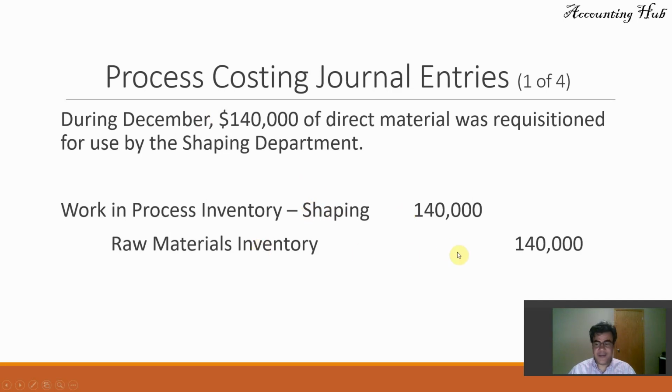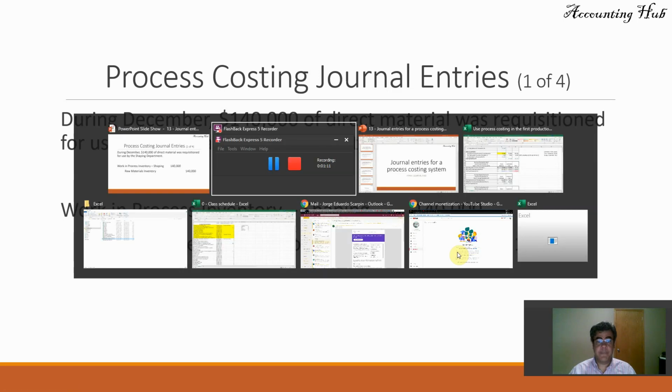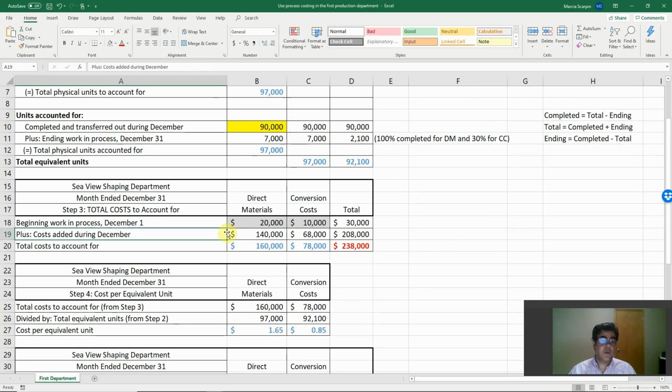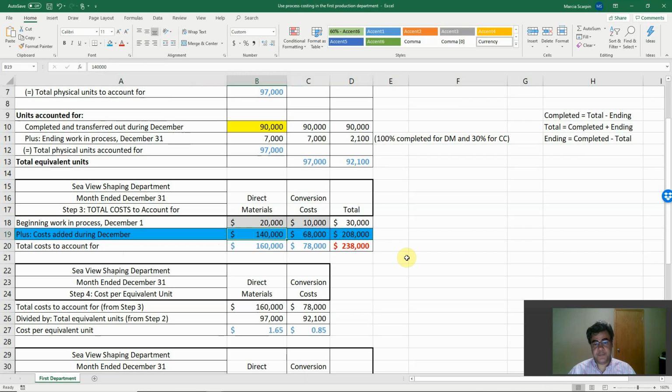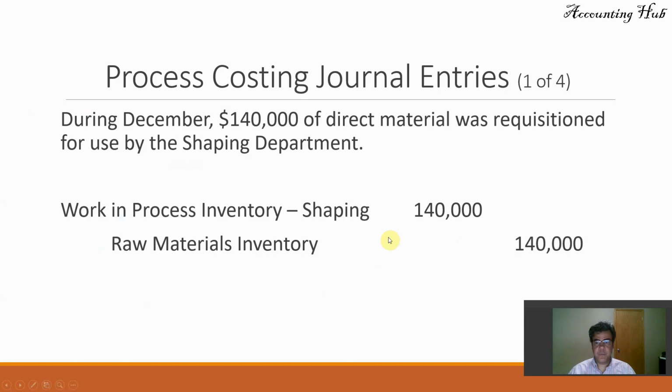Where are these numbers in our Excel file? By the way, this Excel file is also in our video description. Okay? Cost added during December. Here, direct materials and conversion costs. So direct materials here, 140.